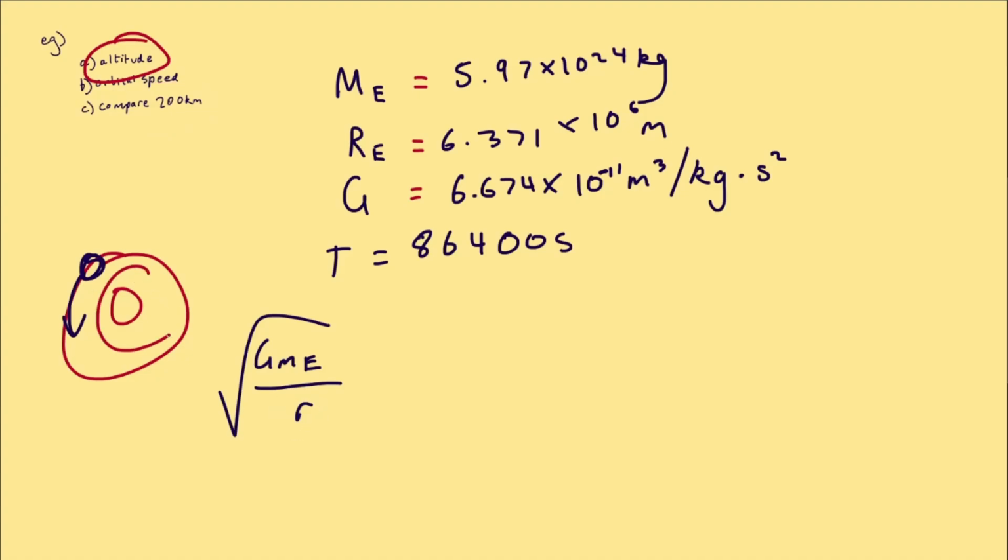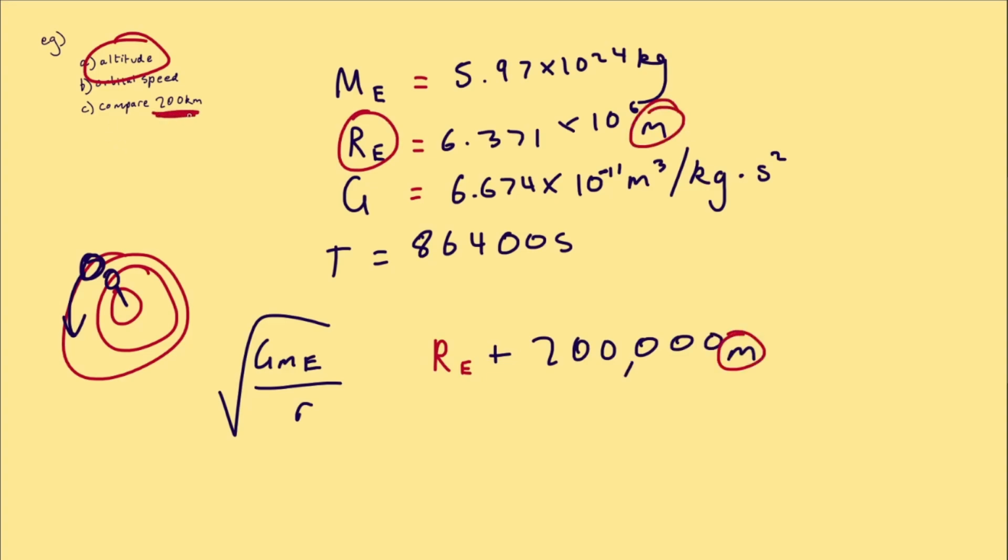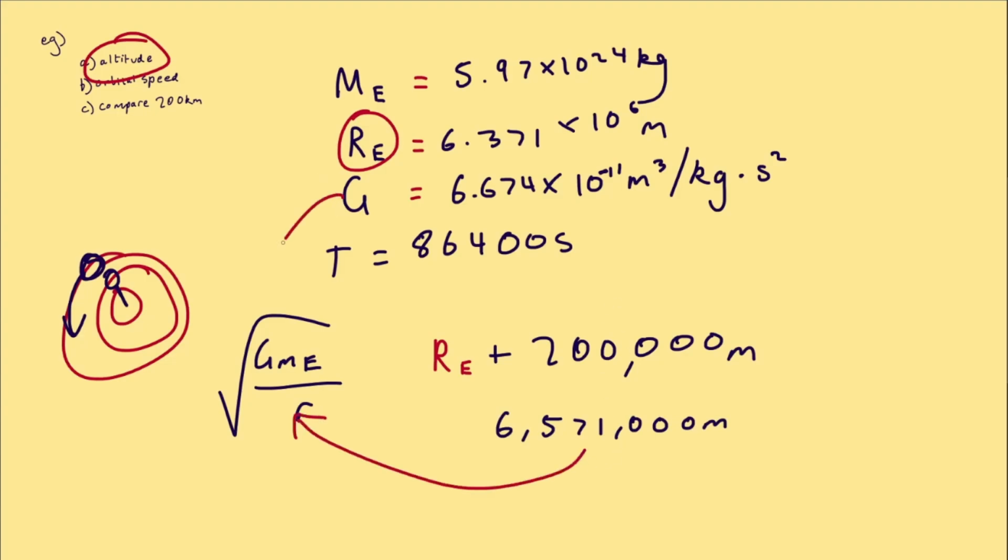Let's draw our satellite really quick. Let's say it follows this path, lower. The distance from here to the center of Earth is its orbital radius. That means we can add the radius of Earth with 200,000 meters, which is how high it is above the surface, which is something like 6,571,000 meters. When you plug this into this formula, you plug in the gravitational constant and the mass of Earth, you end up with roughly 7.8 kilometers per second.